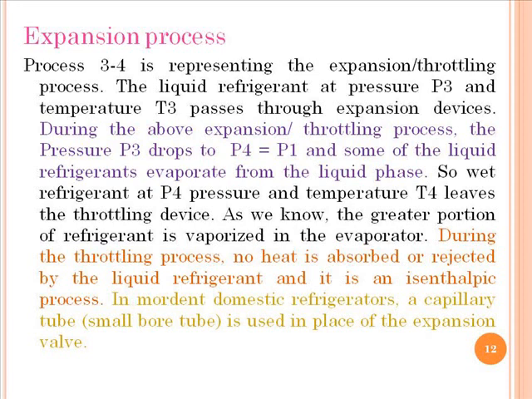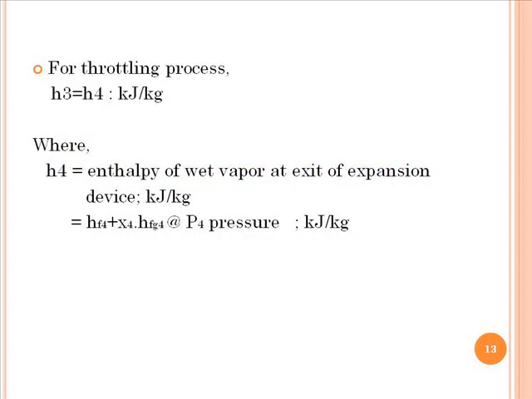Between the process 3 to 4, that is before the expansion device and after the expansion device, the pressure of the refrigerant will drop, and because of that at the outlet we will get low pressure, low temperature, liquid or wet refrigerant. The steady flow energy equation for the expansion device is H3 equals H4, where H4 is the enthalpy of wet vapor at the exit of the expansion device. To find H4 we use the formula H4 equals HF4 plus X4 HFG4 at P4 pressure. The unit is kilojoule per kilogram.